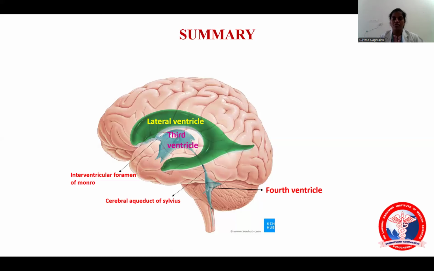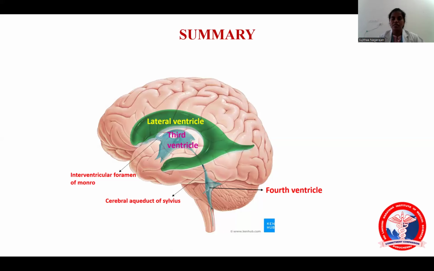Then we saw about the CSF circulation. CSF circulation starts mainly in the two lateral ventricles. The choroid plexus adds CSF, and from the lateral ventricle it passes through the intraventricular foramen of Monro. The choroid plexus in the third ventricle adds still more CSF, and the CSF passes from the third ventricle through the cerebral aqueduct of Sylvius, and then to the fourth ventricle. The choroid plexus in the fourth ventricle also adds more CSF.